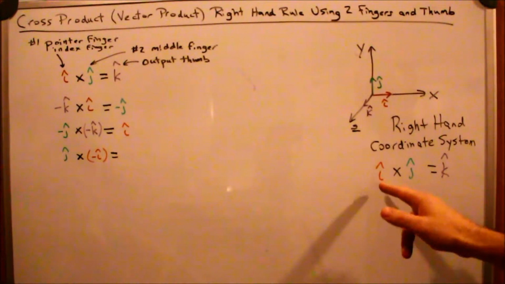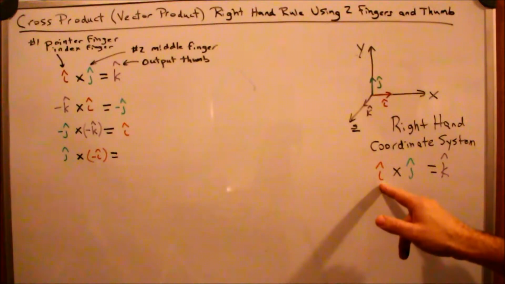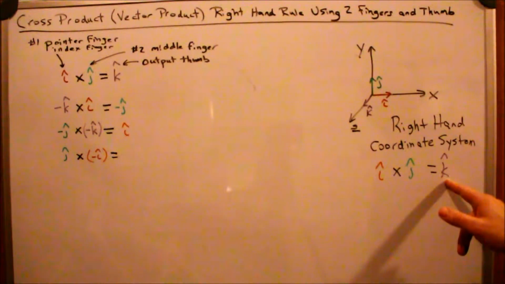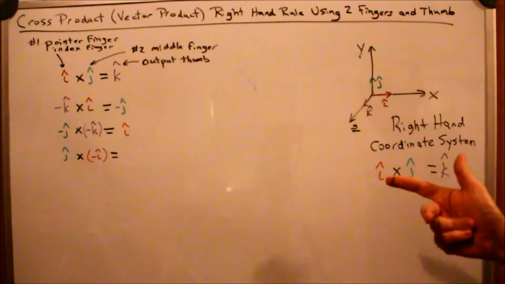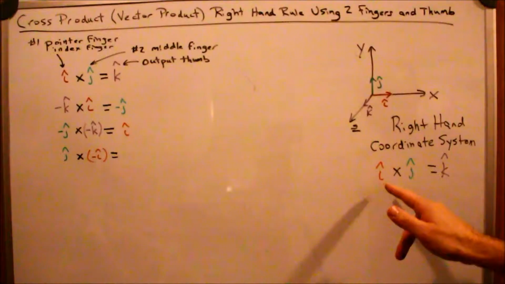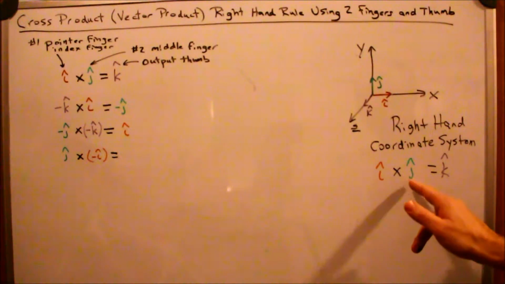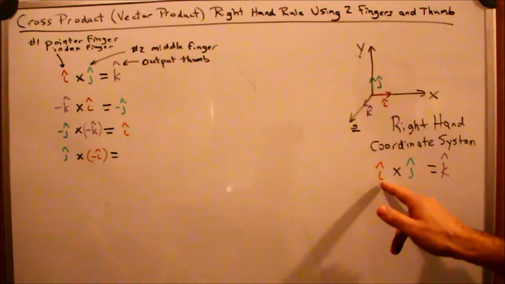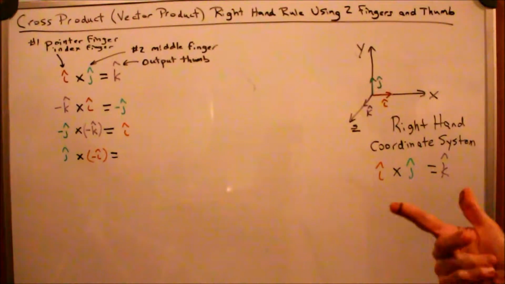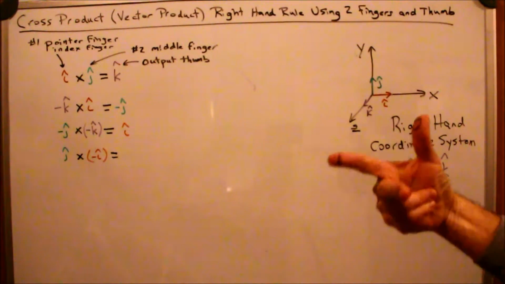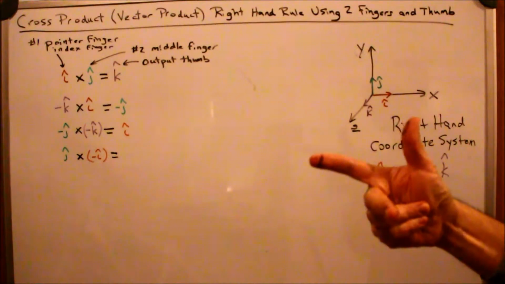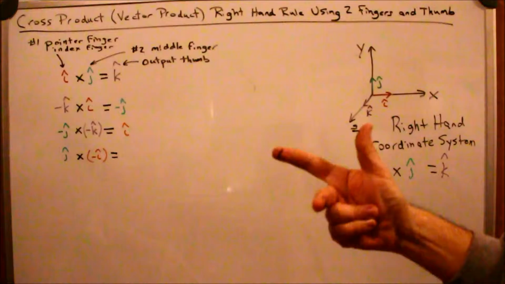A right hand coordinate system will work here, such that i hat cross j hat equals k hat. And we'll show what that means. In a cross product, there are 2 terms. Order matters. j hat cross i hat is not the same as i hat cross j hat. So you always have to think which one's the first one. And with the right hand, using this methodology with the 2 fingers and the thumb, you have to set up your hand always like this.